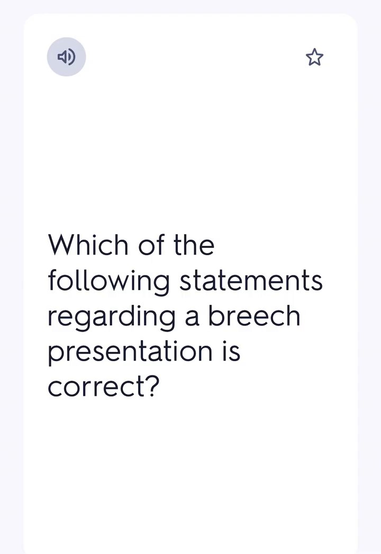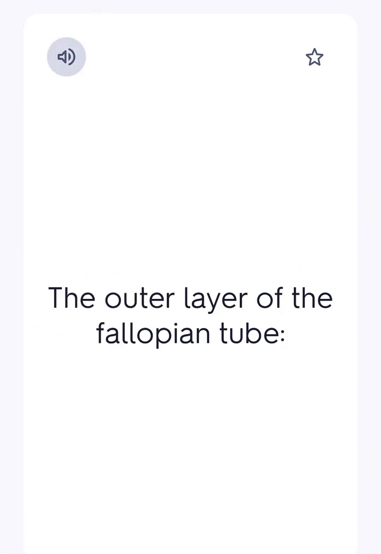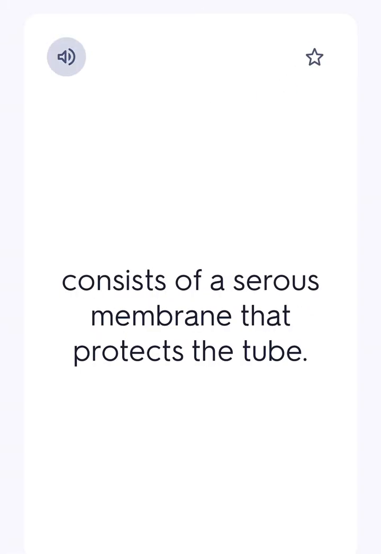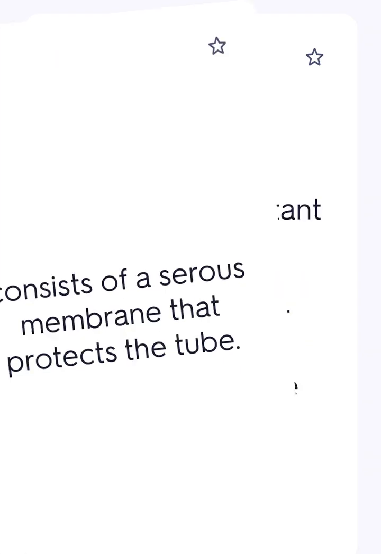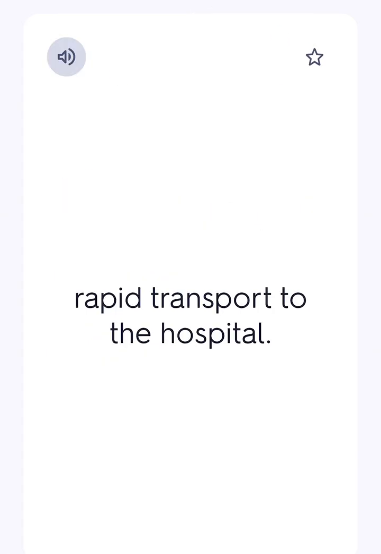Which of the following statements regarding a breech presentation is correct? Breech presentations are more common with premature birth. The outer layer of the fallopian tube consists of a serous membrane that protects the tube. The most important pre-hospital intervention for a footling breech or transverse presentation of the baby is rapid transport to the hospital.